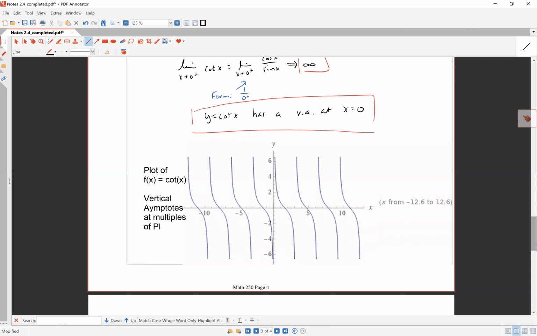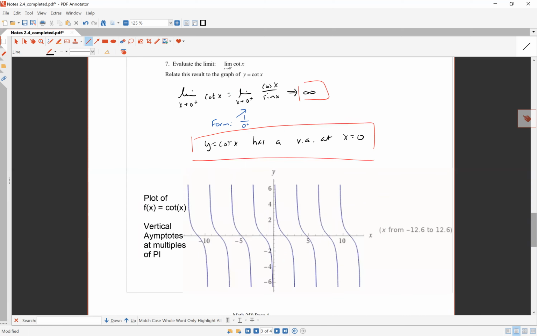The cotangent function actually has an asymptote at all multiples of pi, because that's where the sine function is 0. So multiples of pi: 0, pi, 2 pi, 3 pi. For the cotangent function you're going to have a non-zero number, because the cosine is 1 at even multiples of pi and negative 1 at odd multiples of pi. So at multiples of pi you have a non-zero number divided by 0. That's why cotangent has a vertical asymptote at all multiples of pi.